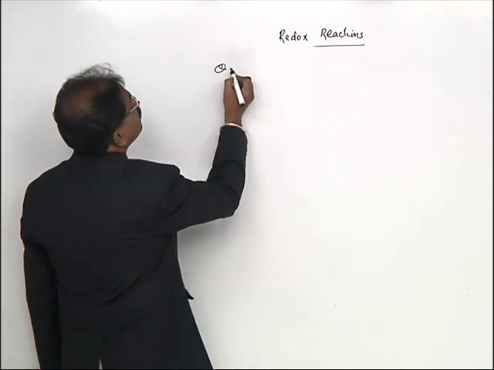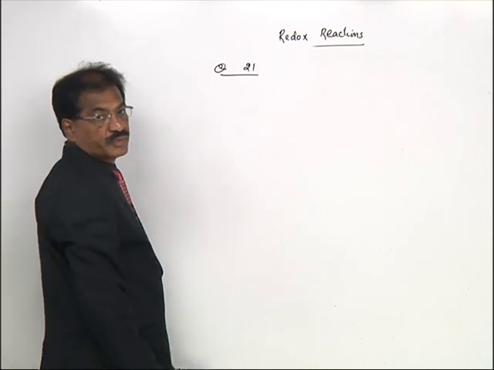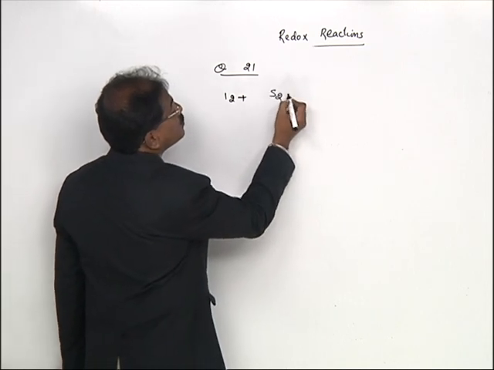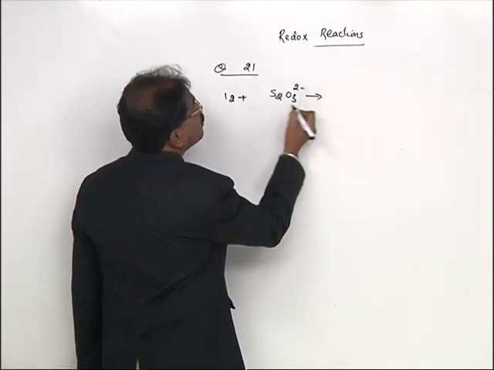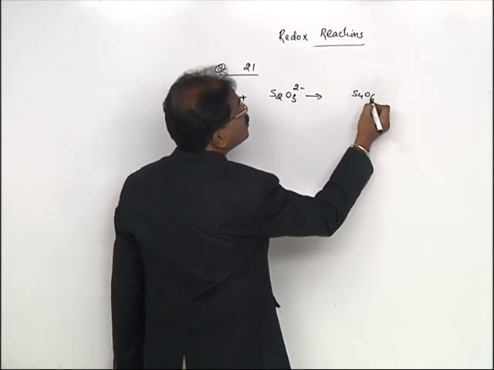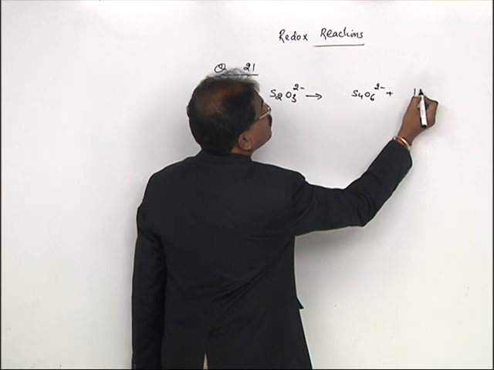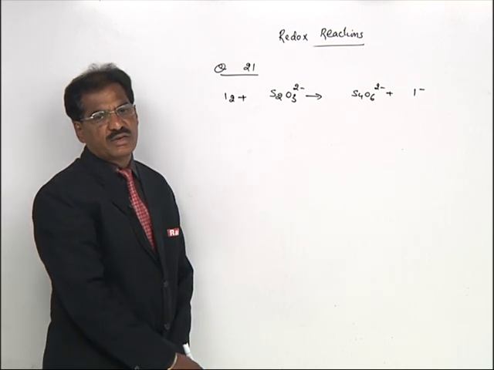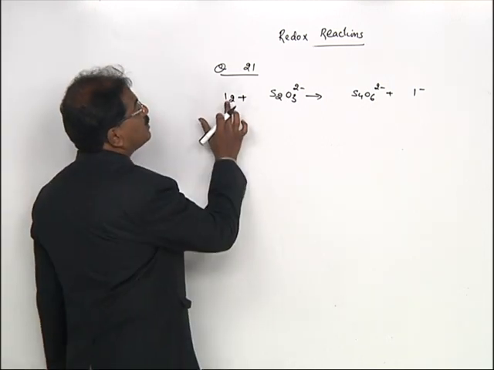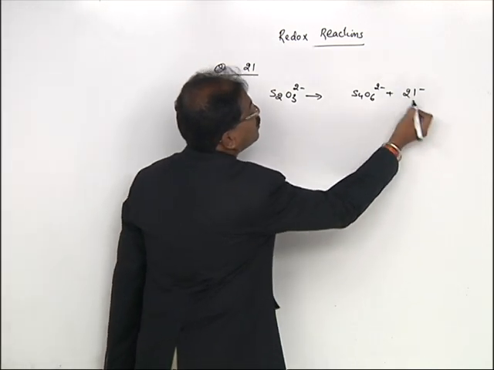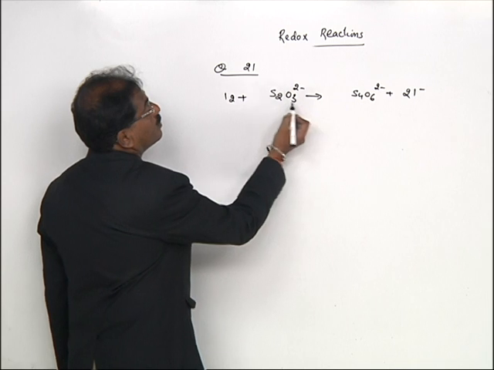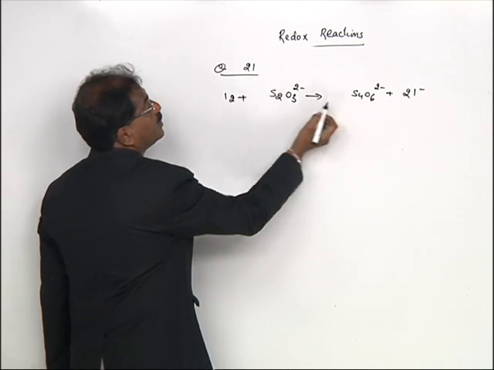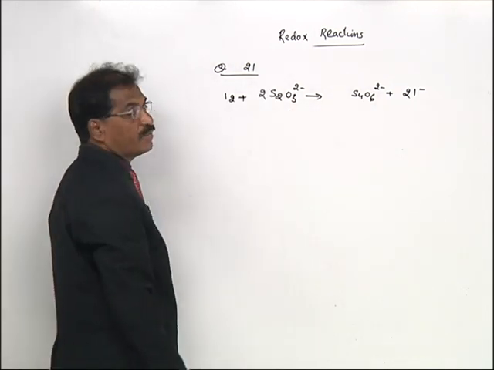Next, question number 21. I2 plus S2O3 2- gives S4O6 2- plus I-. Now in this reaction, we want the equivalent weight of the iodine. First, we balance this reaction. Here 2 iodine atoms are participating, so here 2 iodide ions. Next, see here, this is S4O6, a tetrathionate. Here 1 mole of the thiosulfate, here we need 4 sulfur atoms. This is the balanced equation.